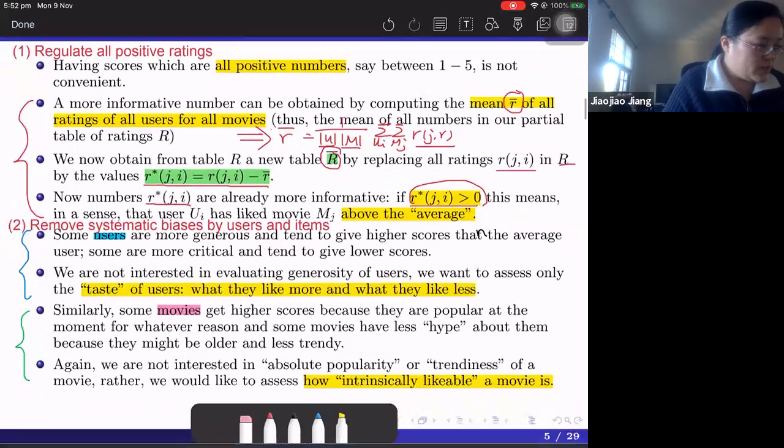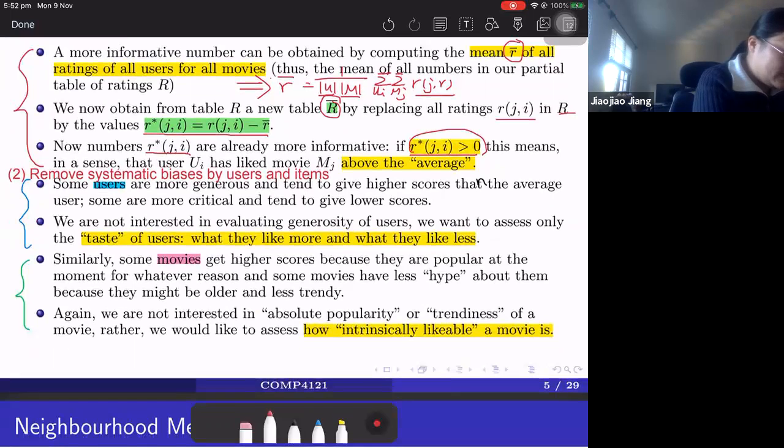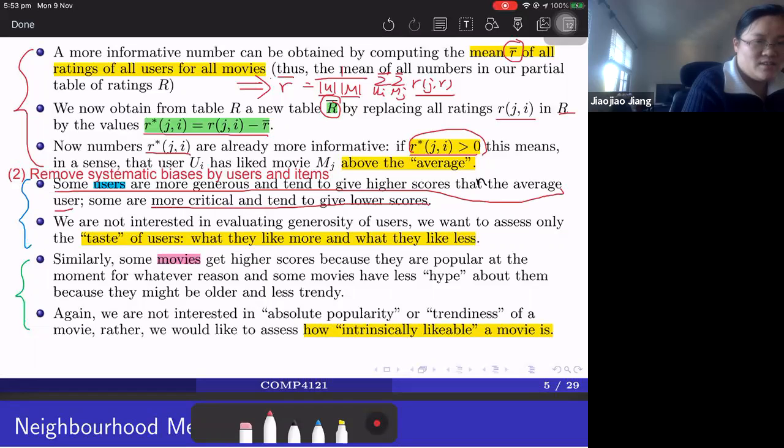So what is the systematic bias by users? Take a look at this point. Users are highlighted in blue. Some users are more generous and tend to give higher scores than the average user, and some users are more critical and tend to give lower scores than the average user. But for a recommender system, we are not interested in evaluating the generosity of users. We want to assess only the taste of users, which means what they like more and what they like less.